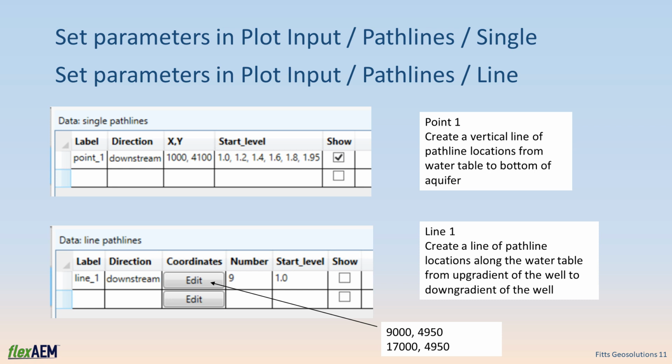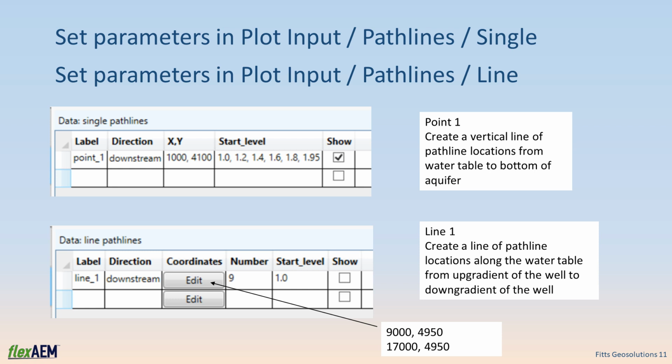Here's what that looks like in the Anaxim data entry grids. For the single pathline starting location, that is the single point, we specify a starting location up gradient from the well at x equals 1000, y equals 4100. We tell Anaxim to trace pathlines downstream from starting locations at depths ranging from the water table at 1.0 to near the bottom of the aquifer at 1.95. The values are separated by commas.